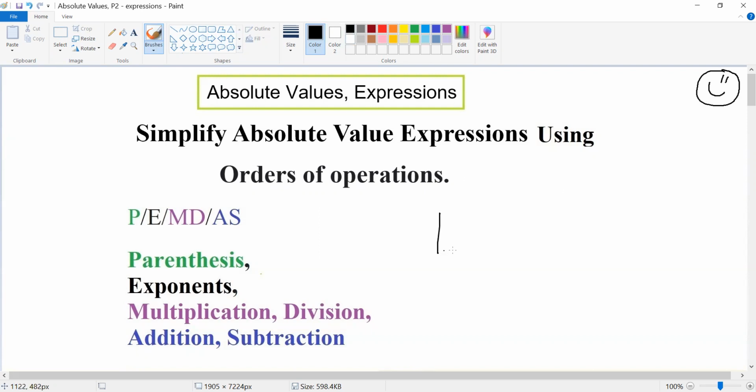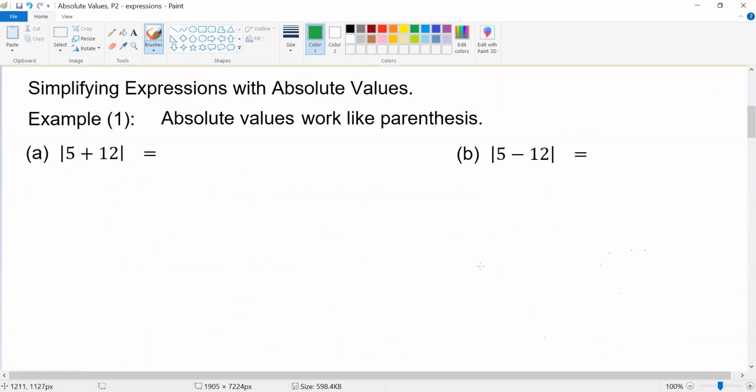One thing we have to recognize whenever we do absolute values is that they fall under the same order of operations as parentheses. Meaning whenever you have stuff inside absolute values, make sure you take care of that first. So let's take a look at our 5 examples.